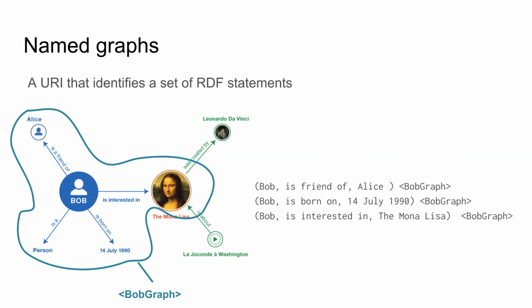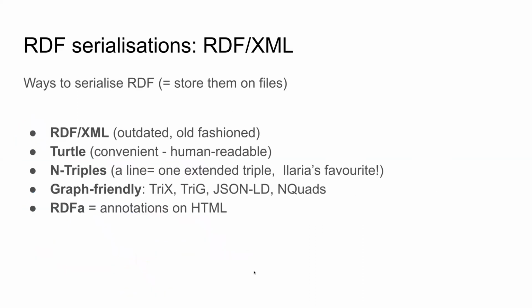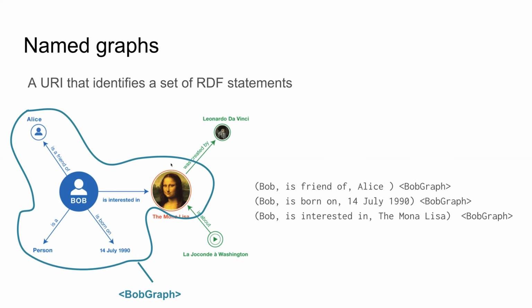For example, if you look at the colors in this picture, we could say that we have a subgraph that describes information about Bob, and a subgraph that describes information about the Mona Lisa. So these subgraphs are called named graphs. A named graph is nothing but another URI that identifies a set of RDF statements. And the way you represent this is by joining together the statement and the URI that you gave to your named graph.